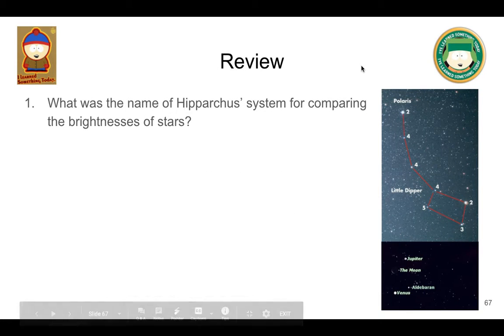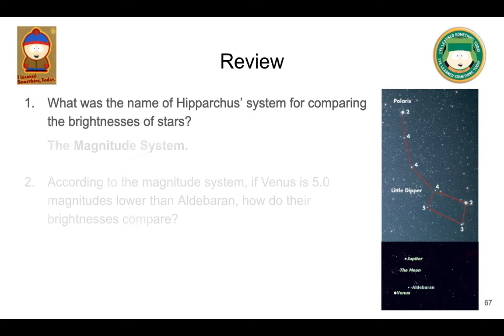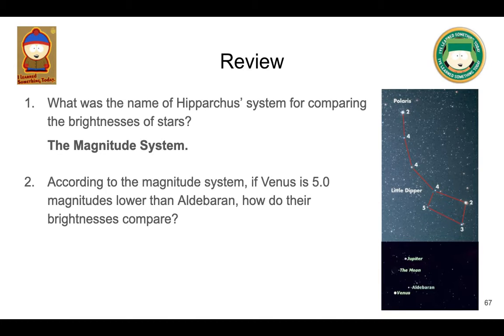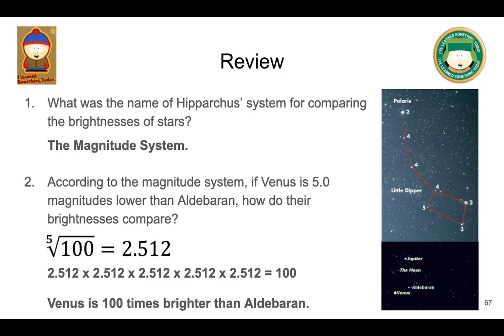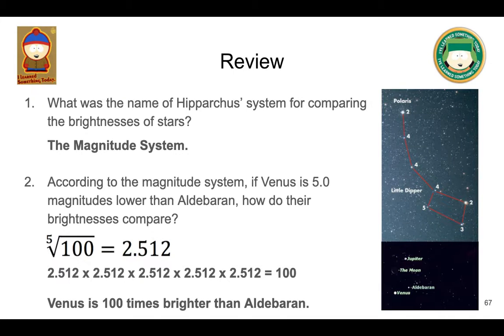So, quick review. What is the name of Hipparchus' system for comparing the brightnesses of stars? This is called the magnitude system. Now, according to the magnitude system, if Venus is 5 magnitudes lower than Aldebaran, how do their brightnesses compare? So again, you find the difference of their magnitudes. It ends up being 5 magnitudes. And the magnitude system is based on the fifth root of 100. So if they're 5 magnitudes different, you take the fifth root of 100, you raise it to the fifth power, and that gets you back to 100, which tells you that Venus must be 100 times brighter than Aldebaran. So that's it. Hopefully that's helpful.